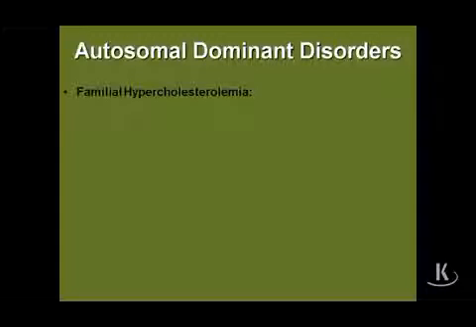Now let's switch gears and talk about autosomal dominant disorders, and these are going to involve regulatory proteins, structural proteins, receptors. One of the most common that one comes across clinically as an example of an autosomal dominant disorder is familial hypercholesterolemia.